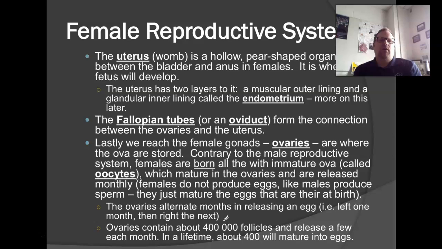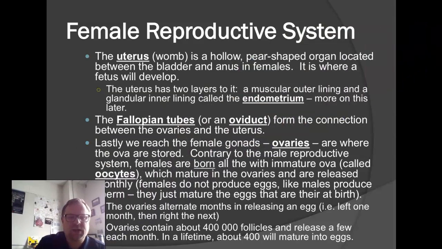So moving on, from the cervix we arrive at the uterus, and I'm just going to move my video to the other side so we can see up there. The uterus, or womb, I'd prefer you to call it uterus, is a hollow pear-shaped organ located between the bladder and the anus in females. Bladder being the front side of the body, anus being the back side of the body. And it's where an embryo and fetus will develop during childbirth or during pregnancy.